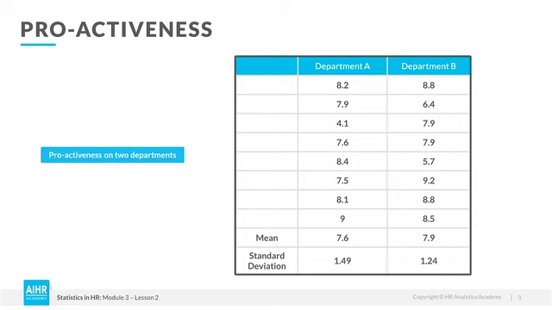On a scale of 1 to 10, Department A got a mean proactiveness score of 7.6, and Department B got a mean score of 7.9. So we observe a difference between the two proactiveness scores, namely a 0.3 difference. But is this difference a real difference? Or could it be that the difference simply appeared due to random chance and that the two departments in reality do not differ from each other? That's where the t-test comes in.